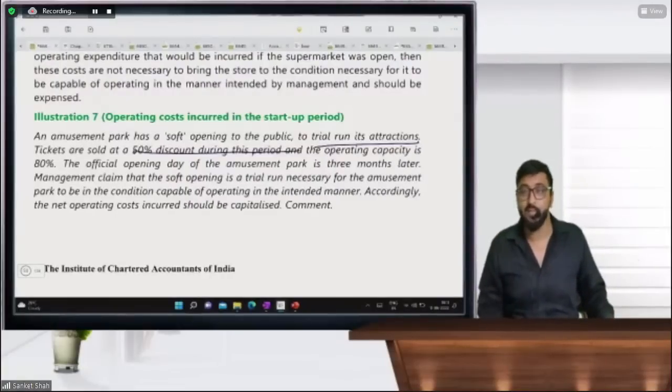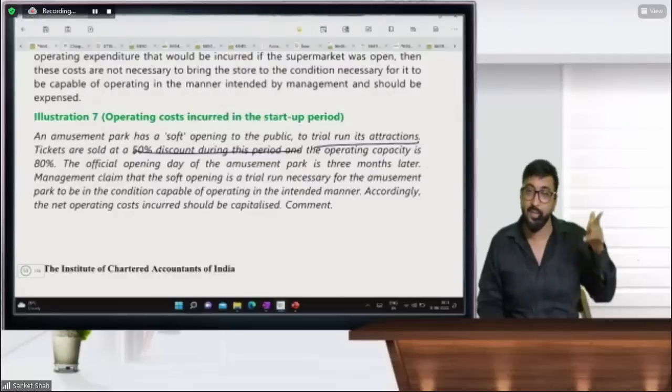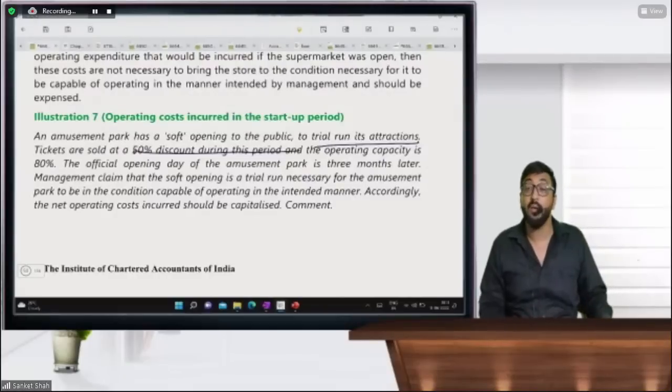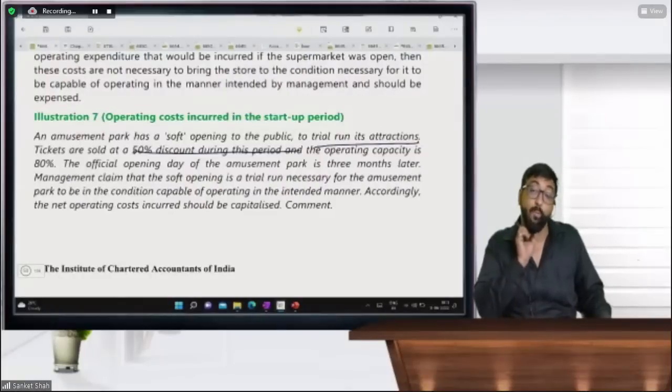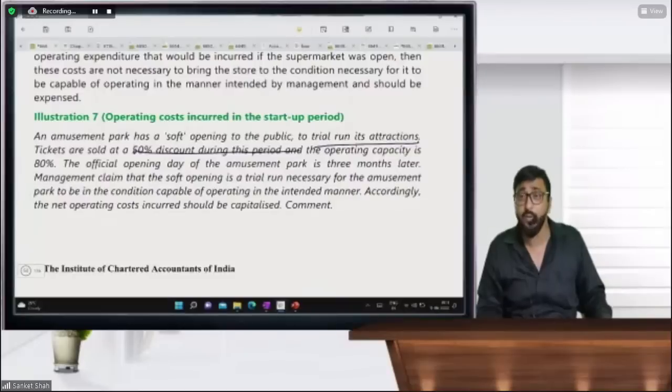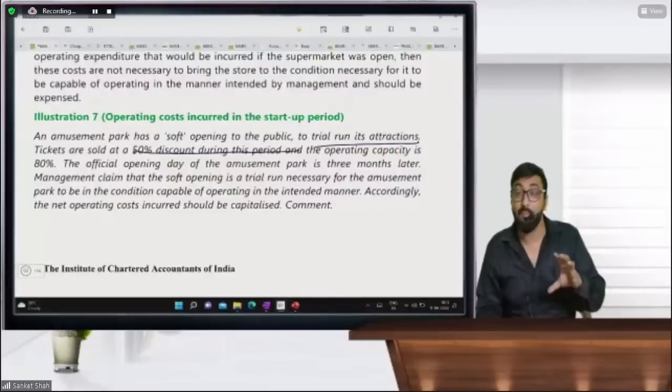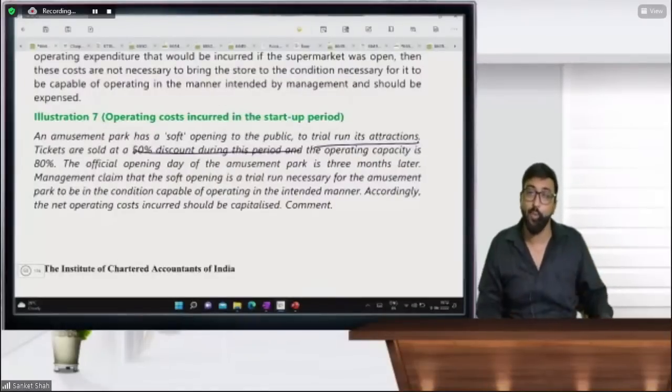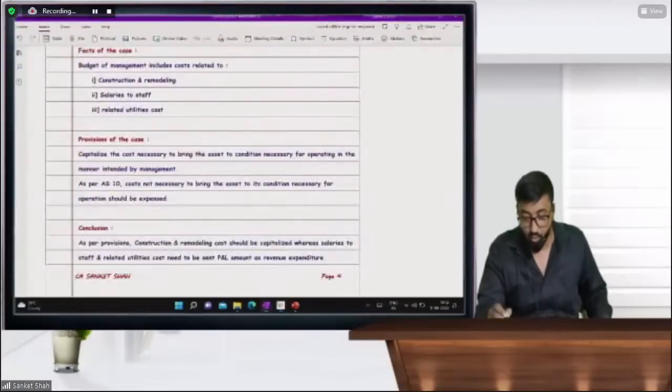It means beta you are running it, though it is not 100%, but 80% running means you are not opening for just a trial run, beta. You are playing with the life of the people. So it's very difficult कि आप इसको ट्रायल रन नहीं बोल सकते. याद रखना, ट्रायल रन कैसे, मैं आपके लाइफ के ऊपर ट्रायल ले सकता हूं क्या? कभी भी नहीं ले सकता. सो ये एक्सपेंडिचर जो है वो आपको कैपिटलाइज नहीं करना पड़ेगा, इट्स P&L में ही जाएगा. सो हाउ टू राइट द आंसर?